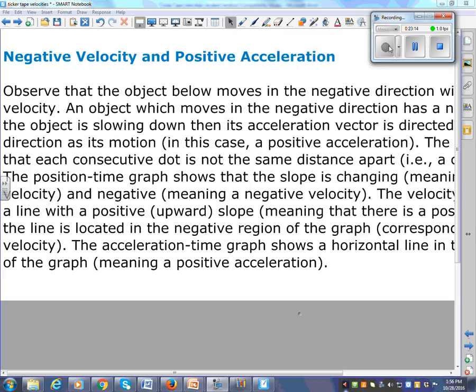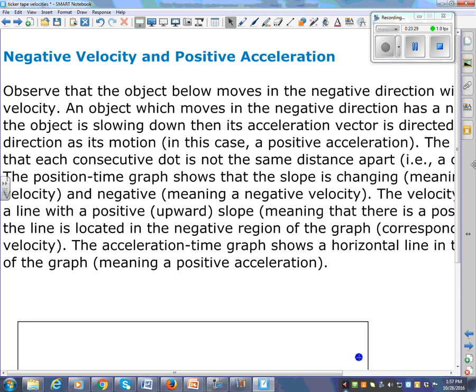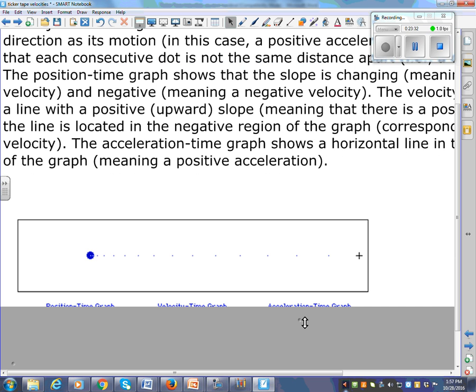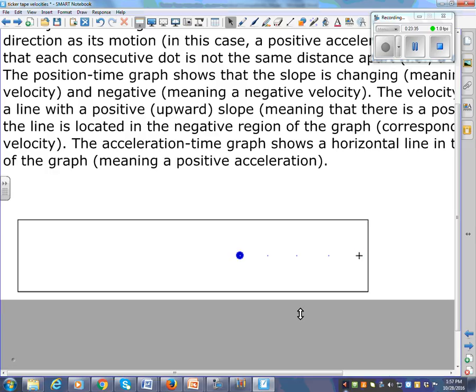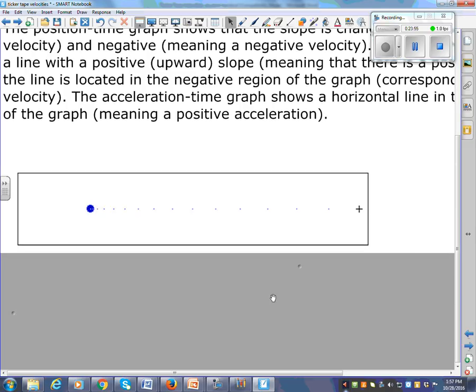Okay. Negative velocity, positive acceleration. Negative velocity means moving to the left, but the acceleration is positive, like this. The signs are opposite, so it's going to be slowing down, but going to the left. Slowing down, but going left. Dots get closer together.